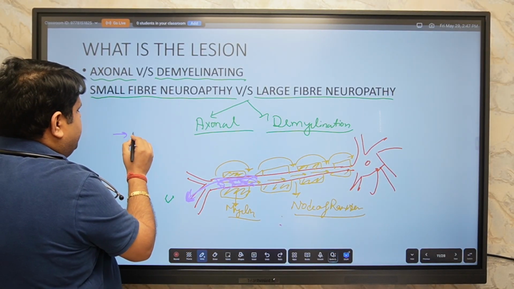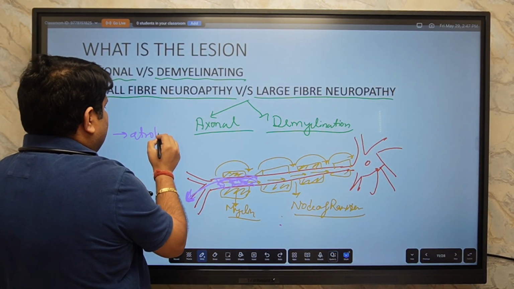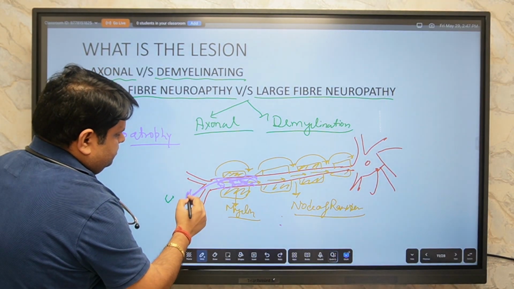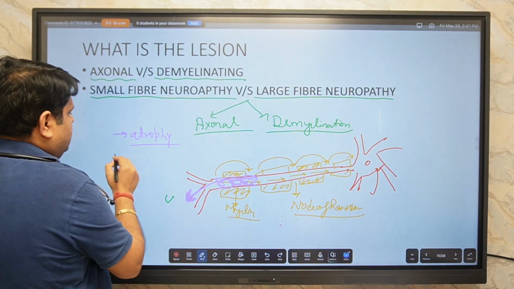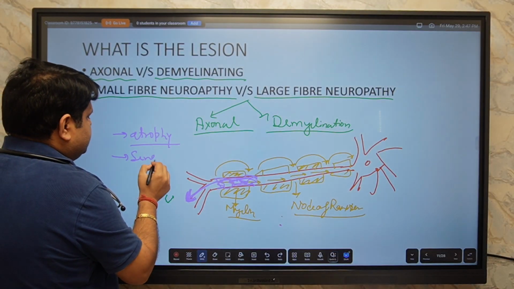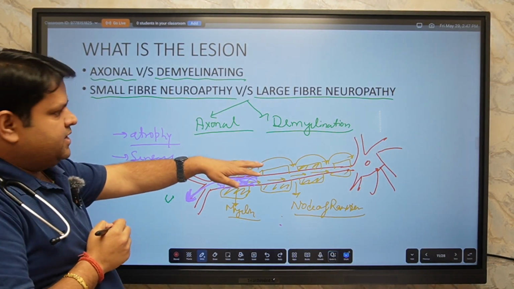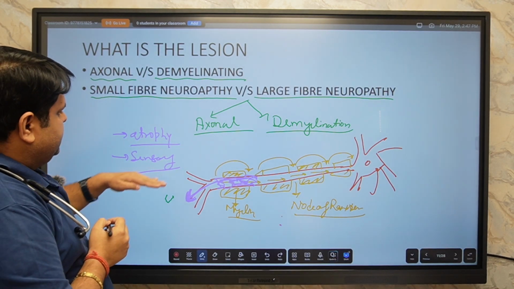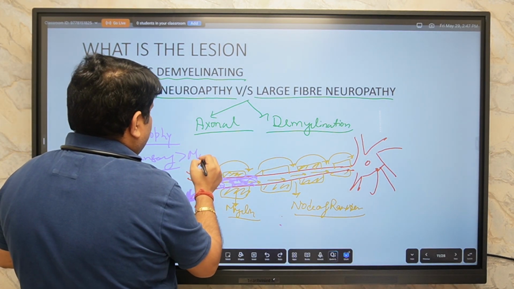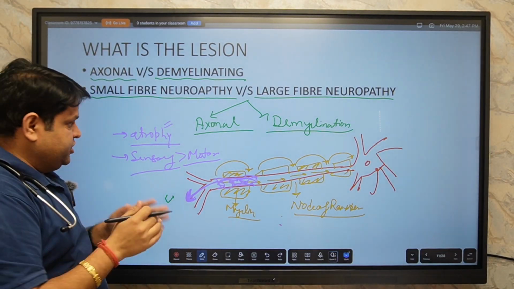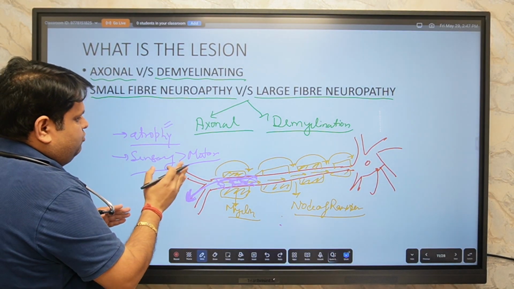It will cause early atrophy. Atrophy is more. Involvement of the sensory fiber is more, because motor fibers are usually myelinated fibers. So in the case of axonal damage, sensory involvement is more as compared to motor. Early atrophy is due to the loss of nutrition.